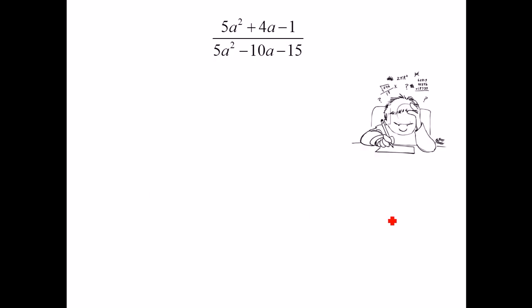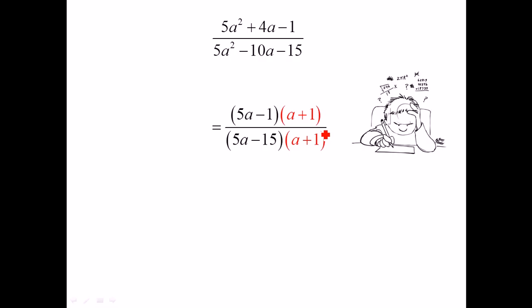Let's try this really large one just to see if, in fact, we can really do it. Notice in the top that there's no common factor. It's not difference of squares, so we have to actually do quadratics to factor the top and to factor the bottom. When we factor the top and factor the bottom, we end up with 5a minus 1 times a plus 1 in the numerator and 5a minus 15 times a plus 1 in the denominator. We already see a greatest common factor. We see a common factor between the numerator and the denominator.